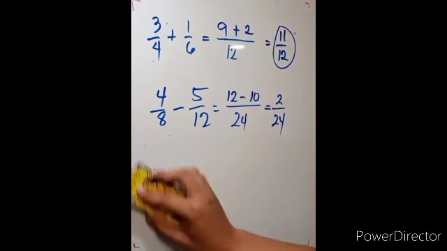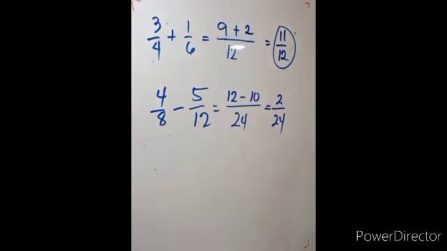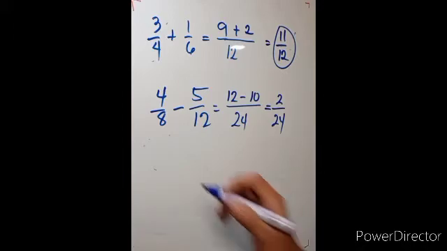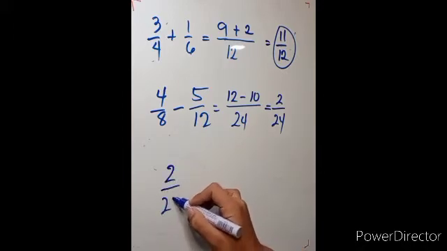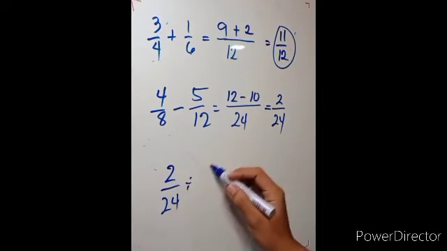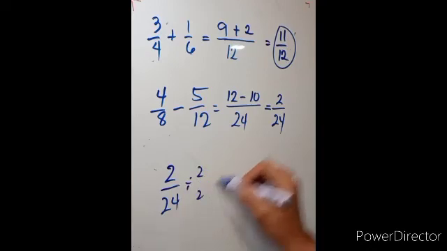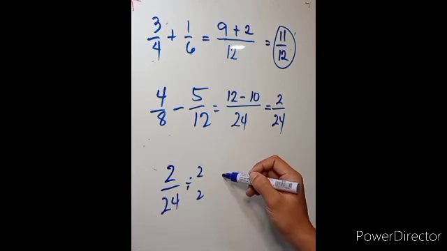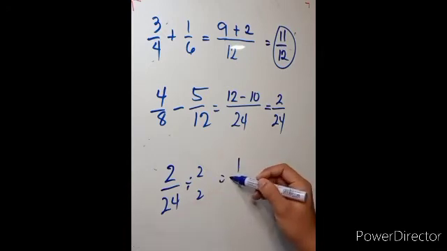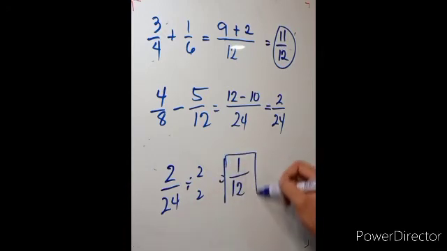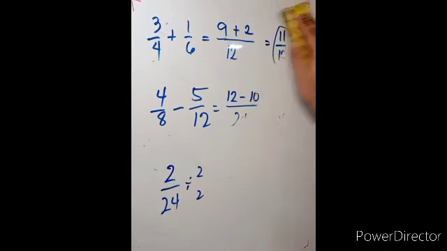That is not yet the final answer because we can still reduce 2 over 24. So we have to write it down again. 2 over 24, we have to divide it by 2. So 2 divided by 2 is equal to 1. 24 divided by 2 is equal to 12, and this is the final answer. So that is how you are going to subtract and add fractions that don't have the same denominator.